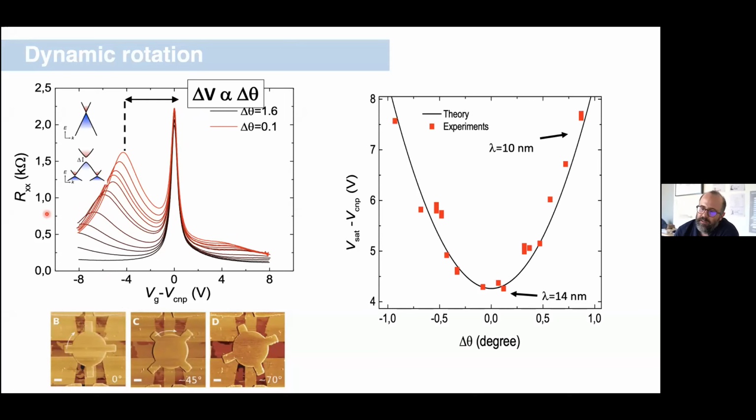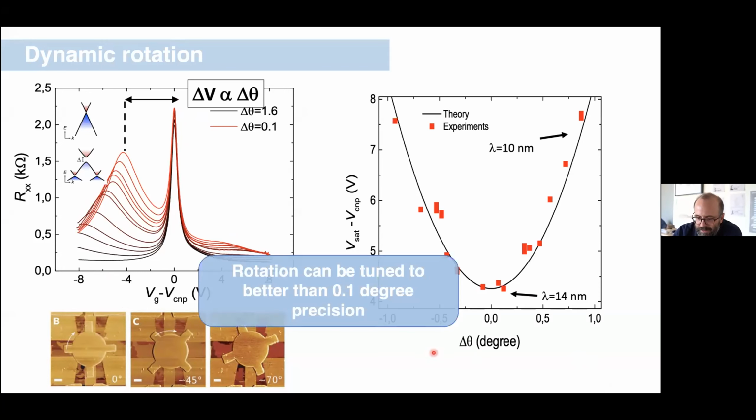And what we can find is that with this technique, we can control the angle to within about, I can't see what I said here, but it's within about 0.1 degree precision. So that's fantastic. If we want to be in the business of making twisted bilayer graphene, one can imagine that this is the kind of technique that we might have access to that would allow us to do that.